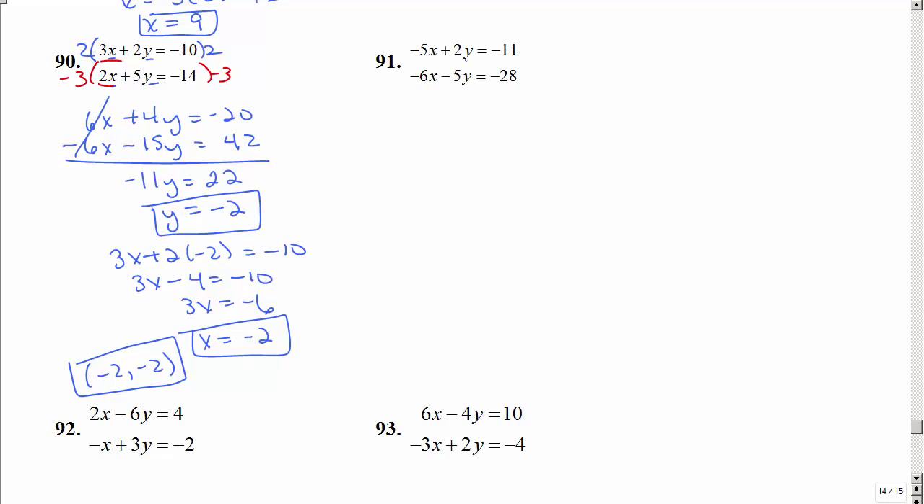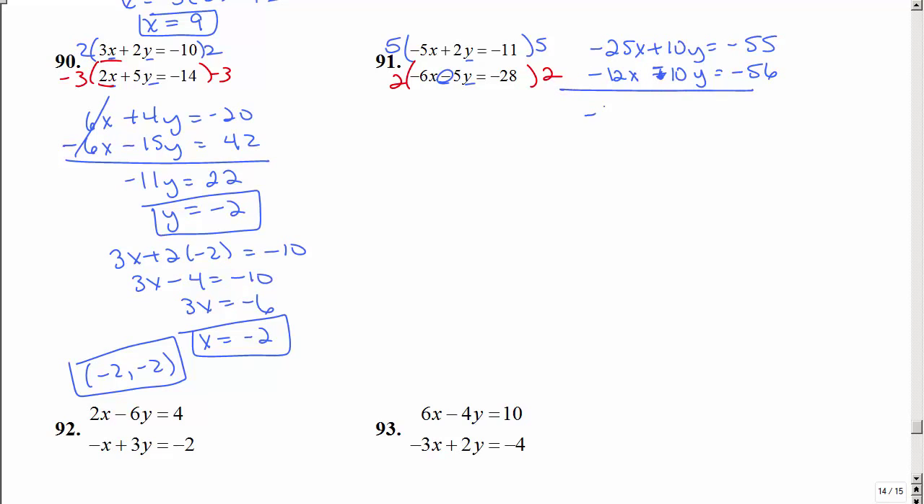On number 91, I think I'm going to choose to get rid of y because one's positive and one's negative. So I don't have to worry about multiplying by a negative. So I'm going to multiply this one times 5, and I'm going to multiply this one times 2. Oops, that's going to be a negative, and then this is also negative. So that's negative 37x, that's 0, equals negative 111. And that just happens to go in there 3 times. Negative over negative is a positive.